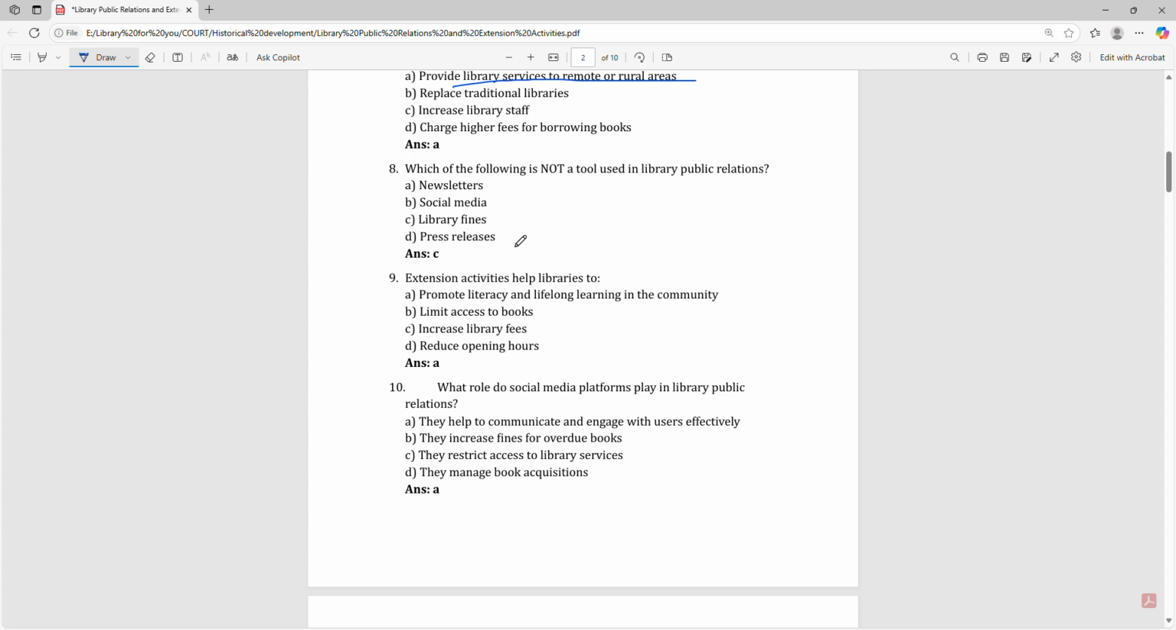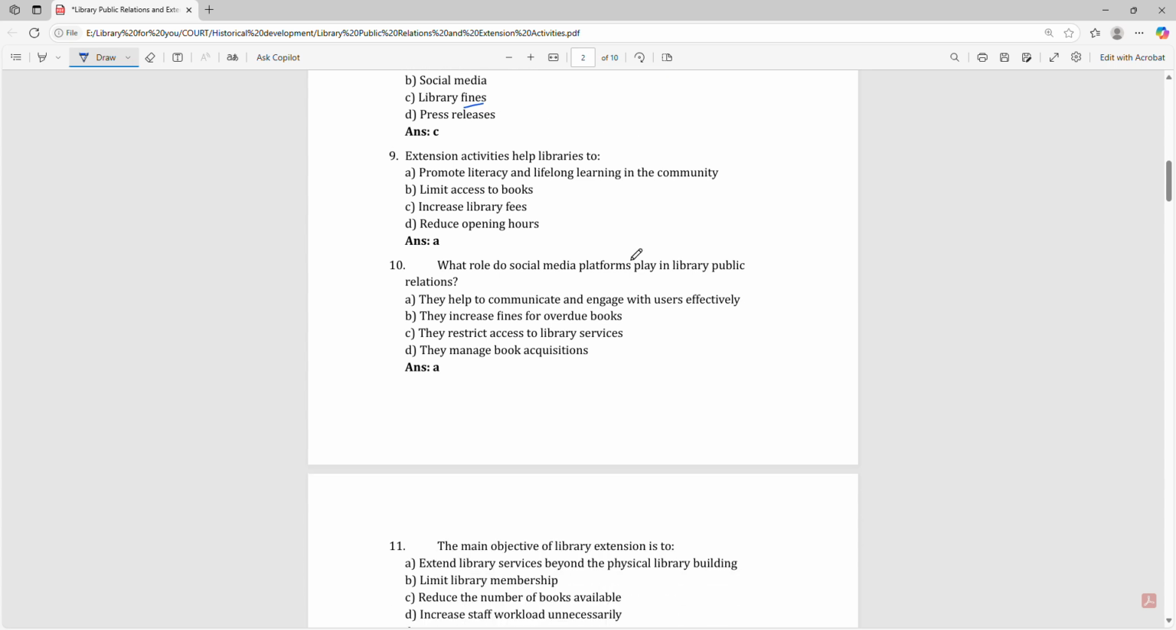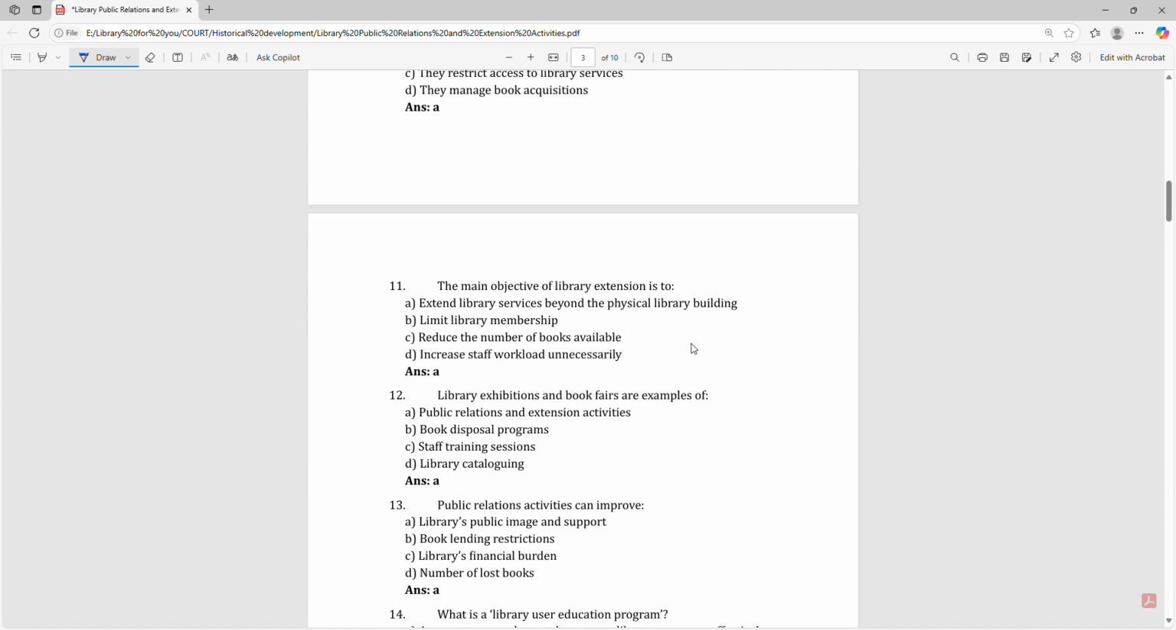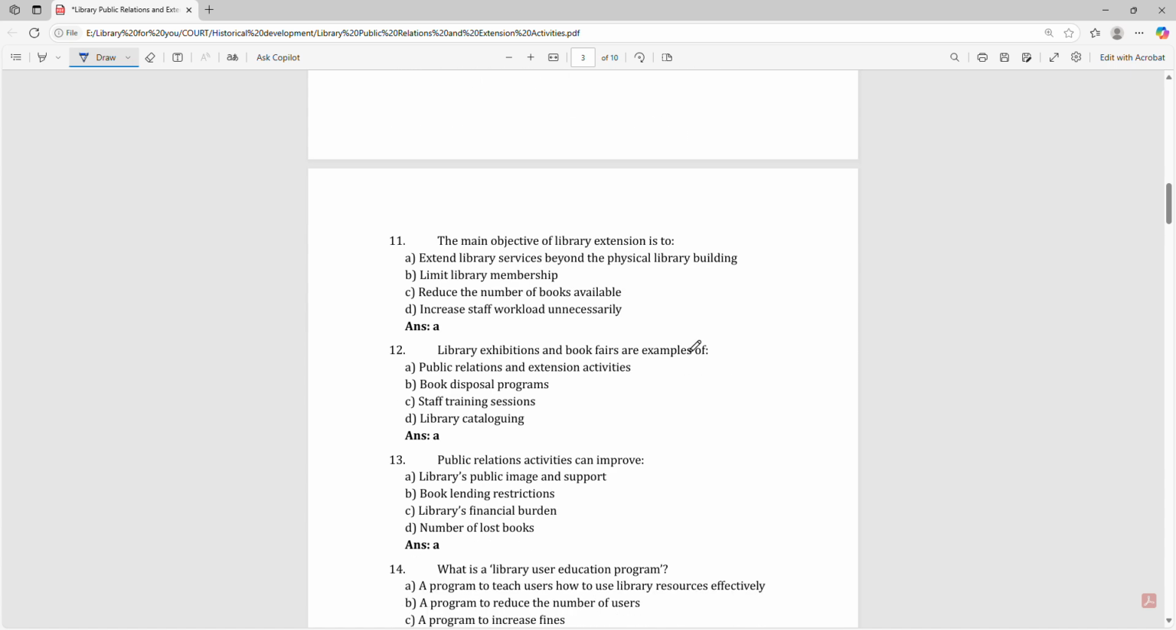That is library fines. Extension activity helps library to promote literacy and lifelong learning in the community. What role do social media platforms play in library public relations? They help to communicate and engage with users effectively. The main objective of library extension is to extend library service beyond the physical library building.